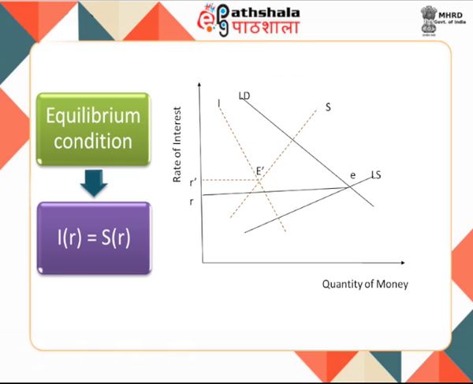The equilibrium between LD and LS yields the equilibrium rate of interest R1, whereas the S and I equilibrium of the classical theory will yield R2 as the equilibrium rate of interest.